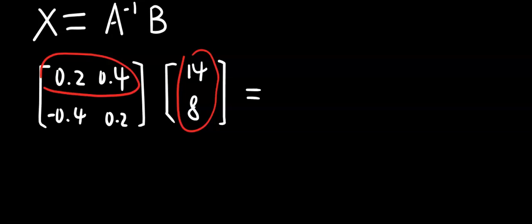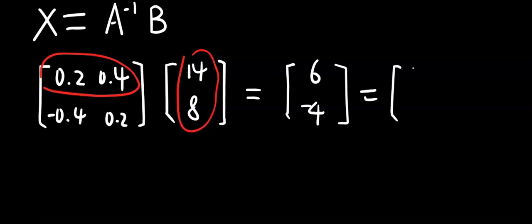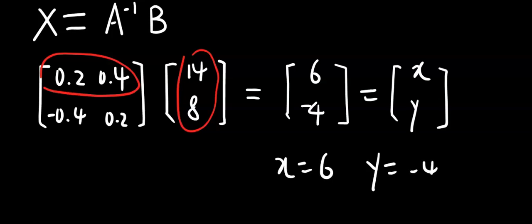Pause this video, give it a go. Okay, I have 6, negative 4. Remember this part, and 6 is the x, negative 4 is y. Now you're done. X is 6, y is negative 4.